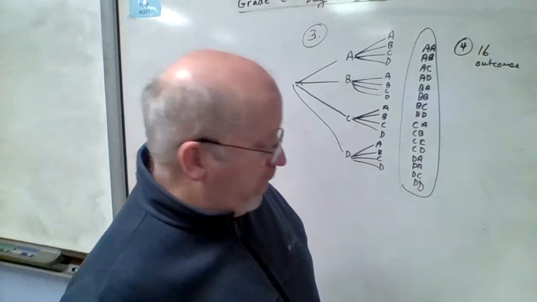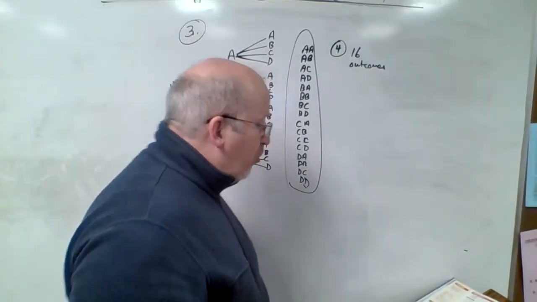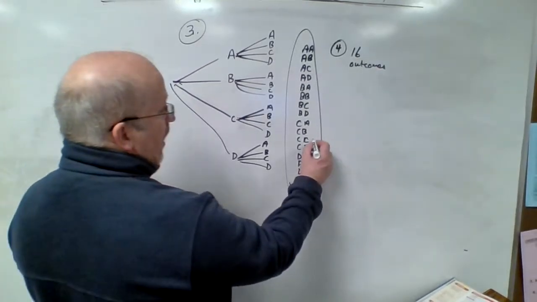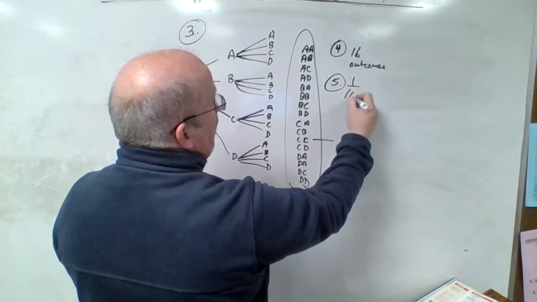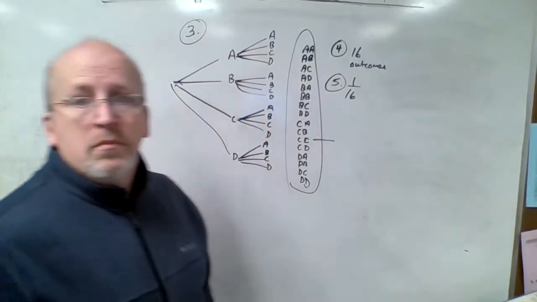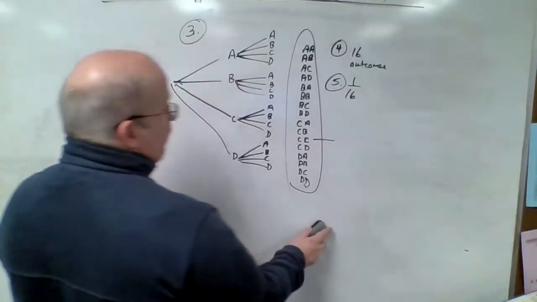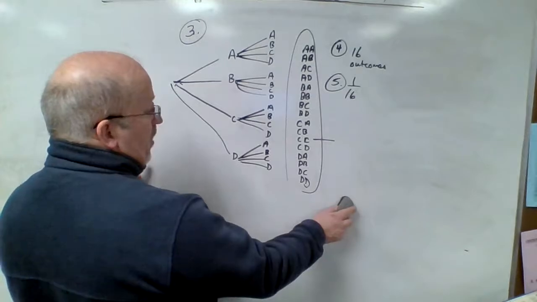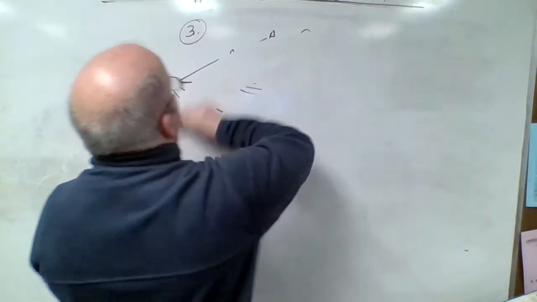How about problem number 5? What is the probability of spinning 2 C's? Well, that only happens once right here, so that would be 1 out of 16. Any questions? Well, silly question by me. You can't ask any questions. Let's move on to number 6, which is talking about sandwiches.